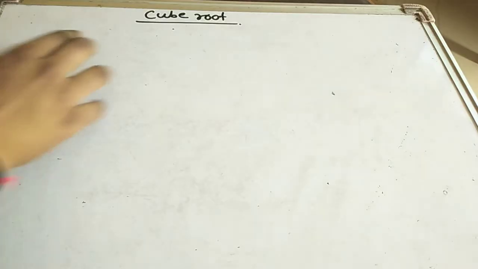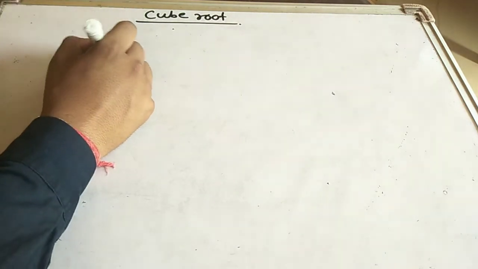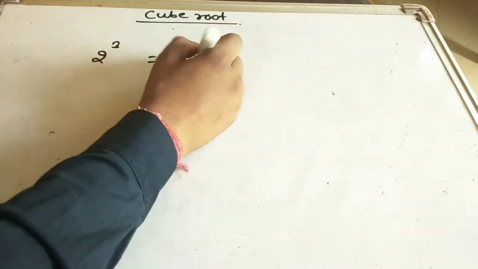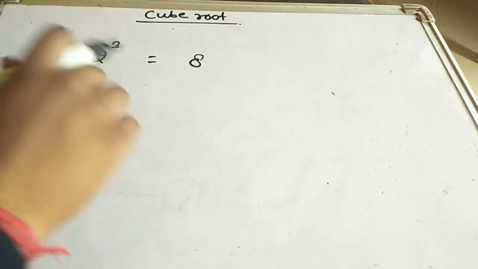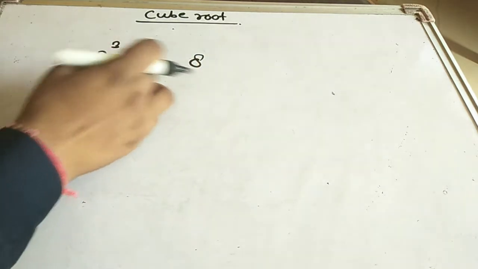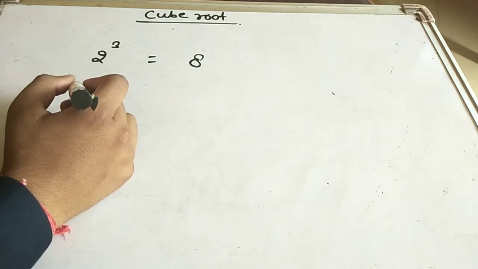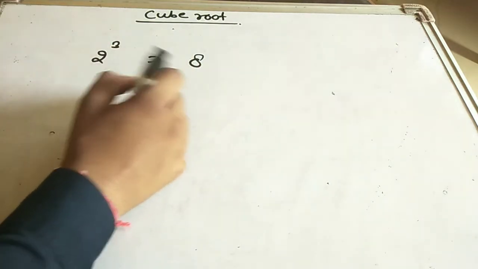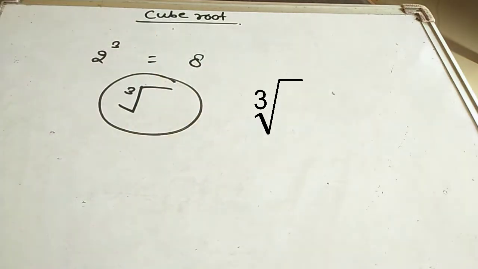Students, cube root is opposite of a cube. We know that 8 is the cube of 2. Cube of 2 is 8, and we can say that 2 is cube root of 8. The cube root of a number is represented by this sign. It is the sign of a cube root.